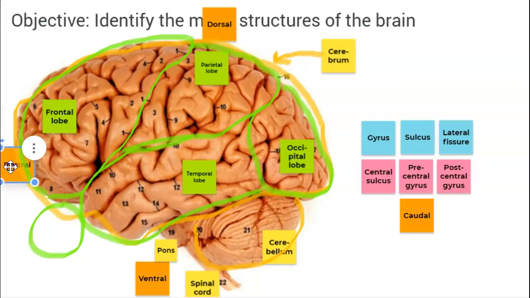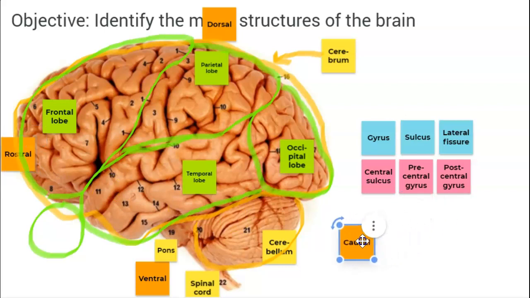Another way to remember it is rooster, and roosters have a beak, but rostral and nostril rhyme. And caudal actually means tail, so more towards the tail end. So these four, kind of north, south, east, west: rostral, caudal, dorsal, ventral. And then I think the next one that I'm going to look at is gyrus and sulcus.